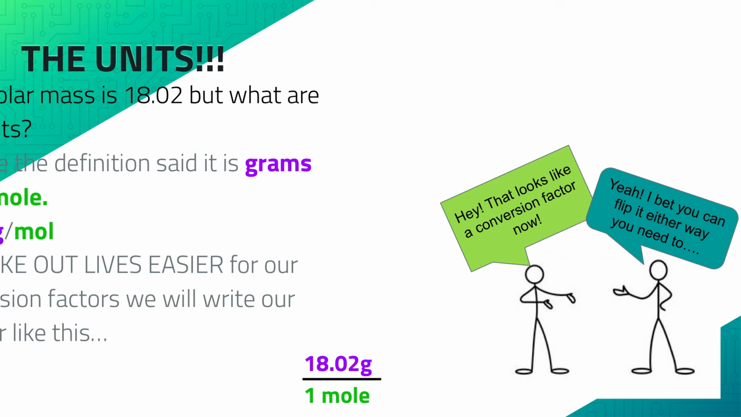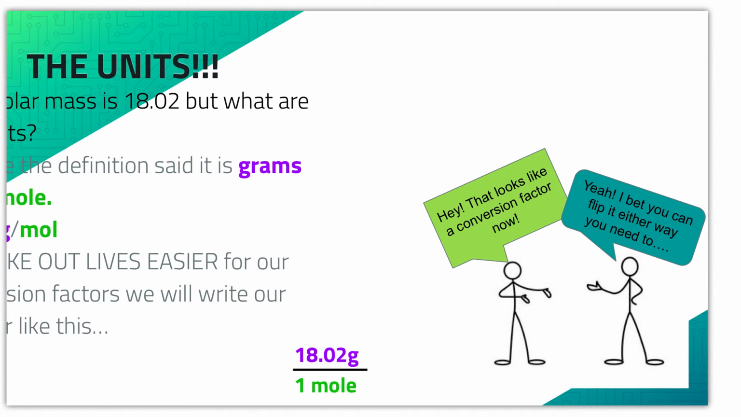Now, the units. The molar mass is 18.02, but what are the units? The definition of molar mass says it's grams per 1 mole. So when we write our answer, the units are grams per mole. To make our lives easier, we'll write our conversion factors like this: 18.02 grams per 1 mole. Make sure that the bigger number stays with the grams when we're using our conversion factors, and the 1 mole is on the bottom when we're talking about molar mass.